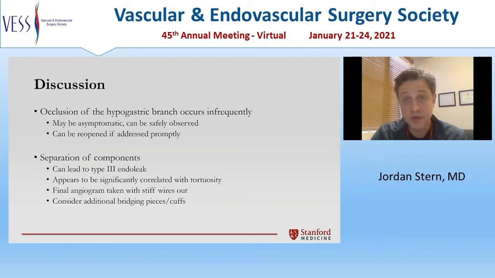This appears to be associated with tortuosity, so in cases of tortuous anatomy, some additional measures should be considered. The stiff wires should be removed prior to the final angiogram to allow the components to settle into their new configuration. This may reveal a problem while still in the operating room, giving a chance to correct it. In these situations, additional components can be considered to lock the system in place.